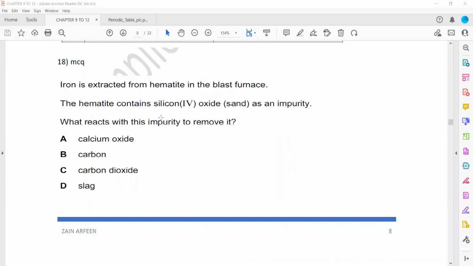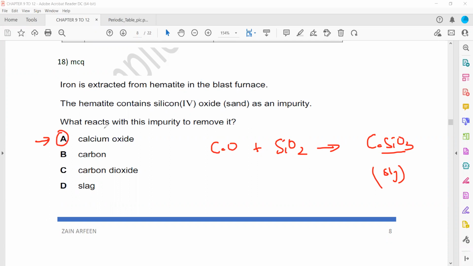Iron is extracted from the ore hematite in the blast furnace. Hematite contains silicon(IV) oxide as an impurity, which reacts with a substance to be removed. What is reacting with silicon oxide to remove it? That is calcium oxide. When calcium oxide reacts with silicon(IV) oxide, it forms calcium silicate, or slag. So A is the right answer: calcium oxide reacts with silicon(IV) oxide. Calcium oxide is a basic oxide, whereas silicon(IV) oxide is an acidic oxide.